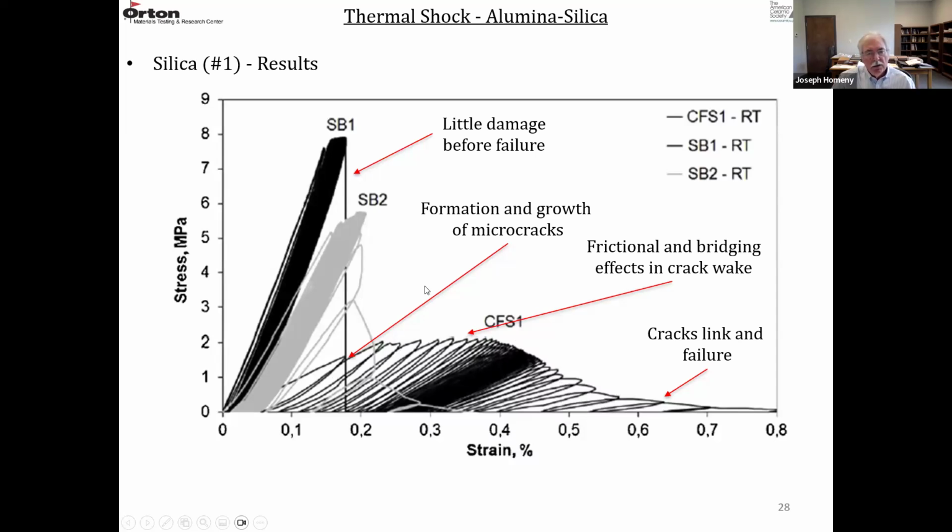At the beginning here, you're forming more microcracks, and existing microcracks are growing. And then as you increase the number of cycles and the strain, you start having frictional and bridging effects in the crack wake in this region here. And finally, all these cracks start to link up, and you have a gradual failure, but the strain is pretty high. So this is a profile in the cyclic testing that would give a material with good thermal shock resistance. And this is a profile that would give poor thermal shock resistance.